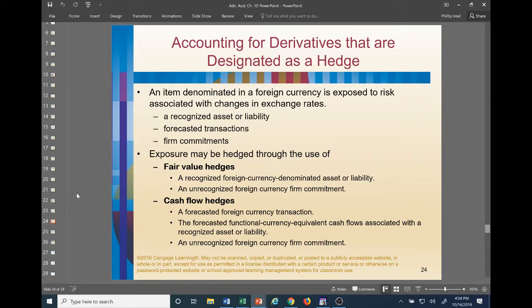Now, a cash flow hedge is used to establish fixed prices or rates when a future cash flow could vary due to changes in prices or rates. Cash flow hedges include hedges against the change in cash flows associated with a forecasted foreign currency transaction, the forecasted functional currency equivalent cash flows associated with a recognized asset or liability, and an unrecognized foreign currency firm commitment.